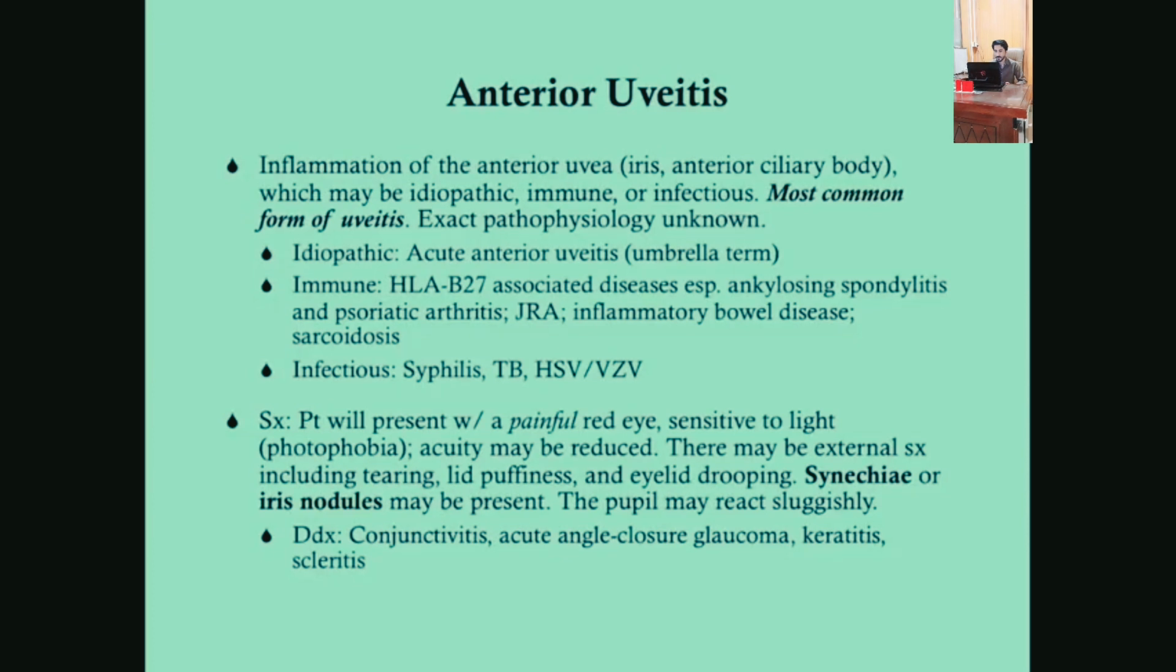Acute angle closure glaucoma, typically you're going to have a blown pupil in that case, and then keratitis and scleritis can be difficult to differentiate. Usually the ophthalmologist will have to do that. But you certainly won't have synechiae in keratitis or scleritis. You shouldn't.